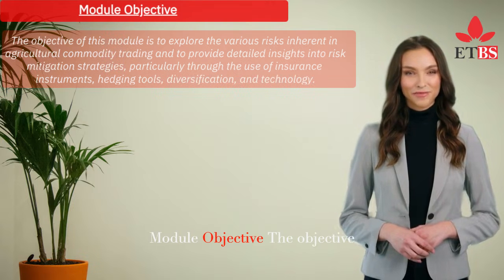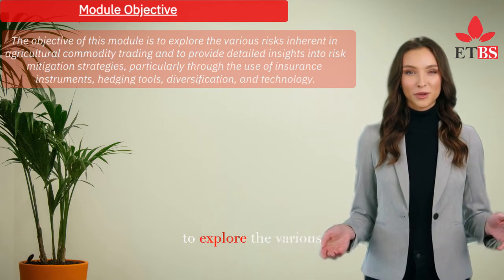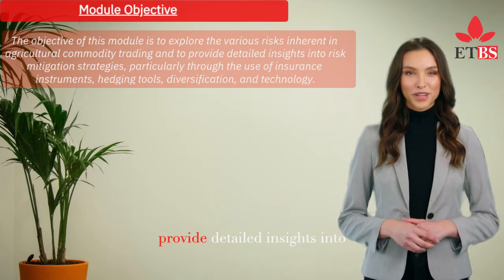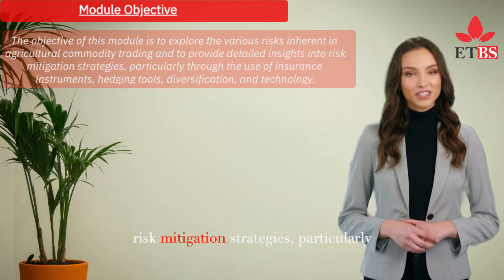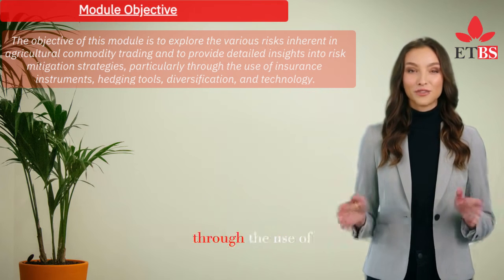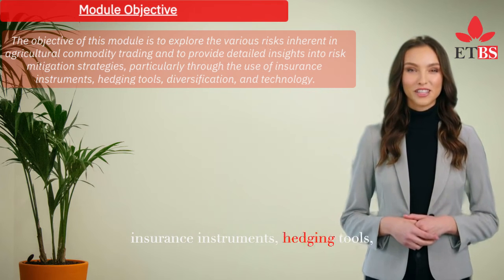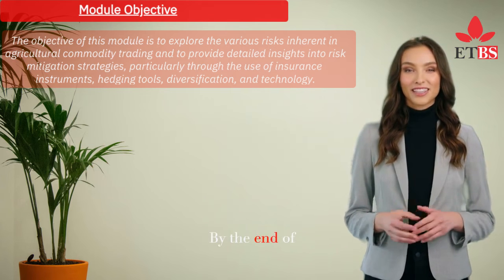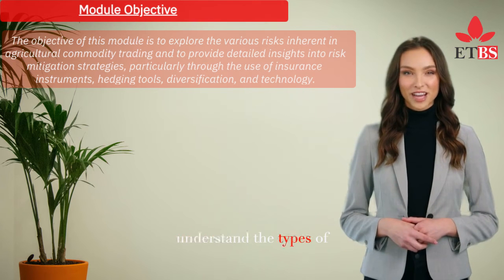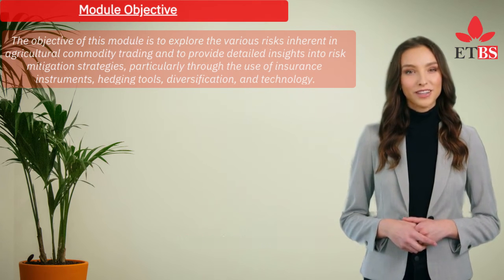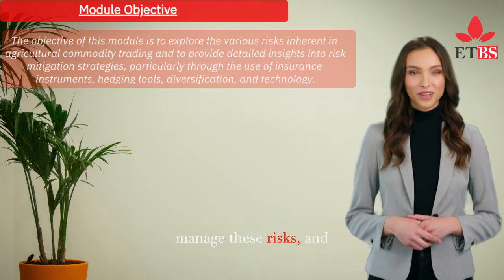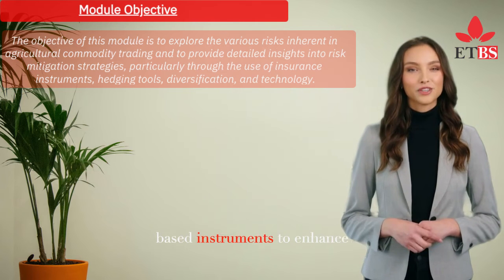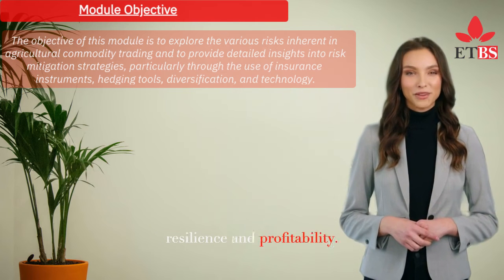Module objective. The objective of this module is to explore the various risks inherent in agricultural commodity trading and to provide detailed insights into risk mitigation strategies, particularly through the use of insurance instruments, hedging tools, diversification, and technology. By the end of this module, you should understand the types of risks in agricultural trade, methods to evaluate and manage these risks, and how to leverage agricultural insurance schemes and market-based instruments to enhance resilience and profitability.